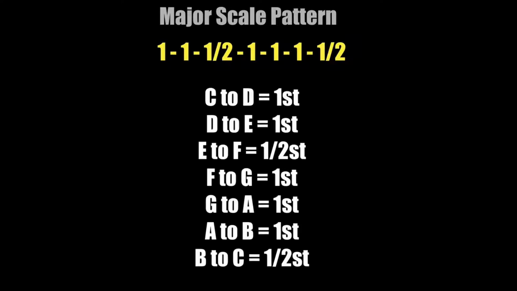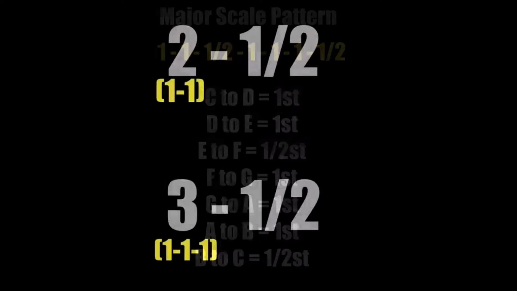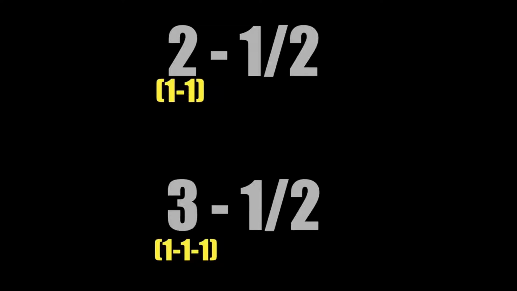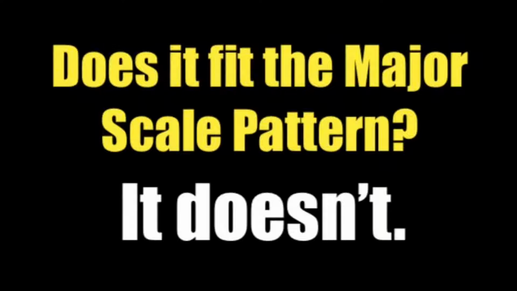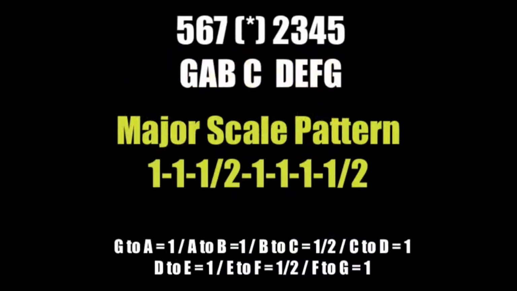Pause the video if needed. So that pattern is 1, 1, half, 1, 1, 1, half, which could be easily memorized by saying 2 half, 3 half. Now the question about the new G scale is, does it fit the major scale pattern? No, it doesn't. And it doesn't because that new G scale is nothing but the C major scale starting from the 5th note, which is G.